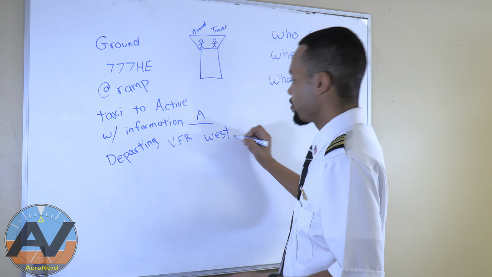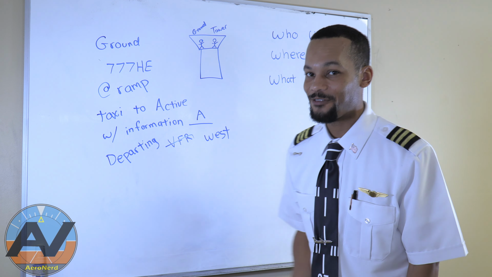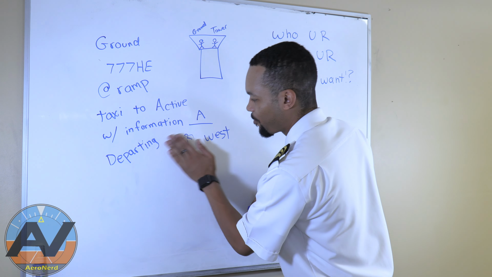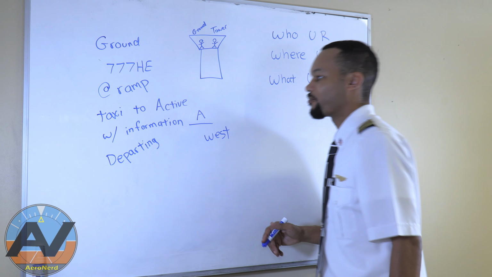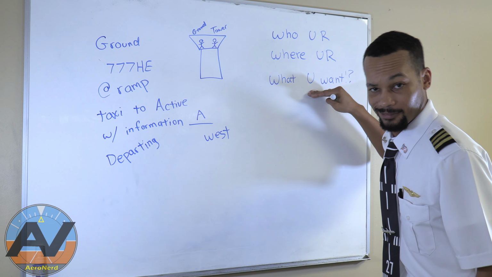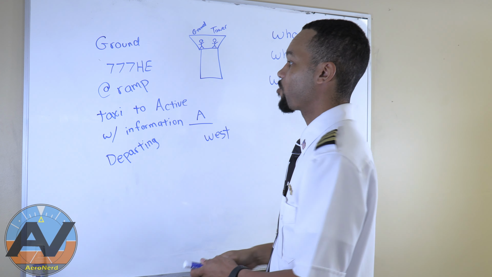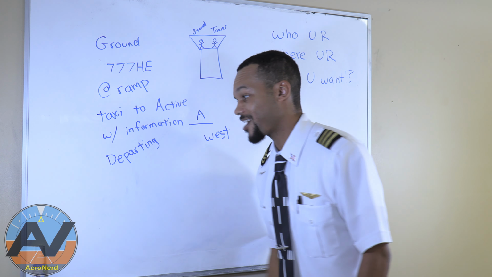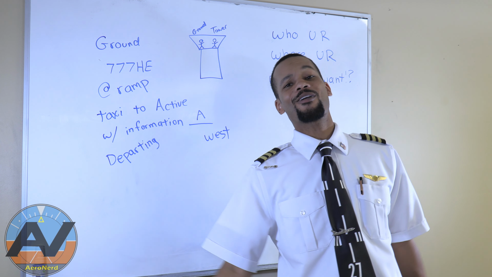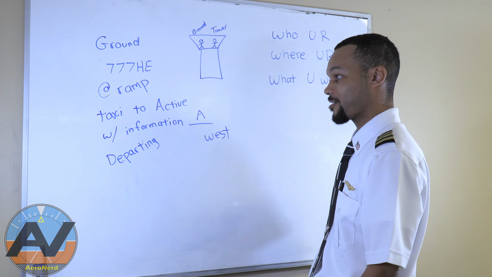I mean, you don't really have to put this in there. Obviously they're going to know that you're VFR, because to fly IFR, you got to be on an IFR flight plan, and that's a whole nother story. So we can just go ahead and get rid of this just to make it simple. So again, who we are, where we are, and what we want. So we go into ground, 777 Hotel Echo. We're currently at the ramp. We'd like to taxi to the active with the information alpha, and we're departing to the west. So that's exactly all the information right there.